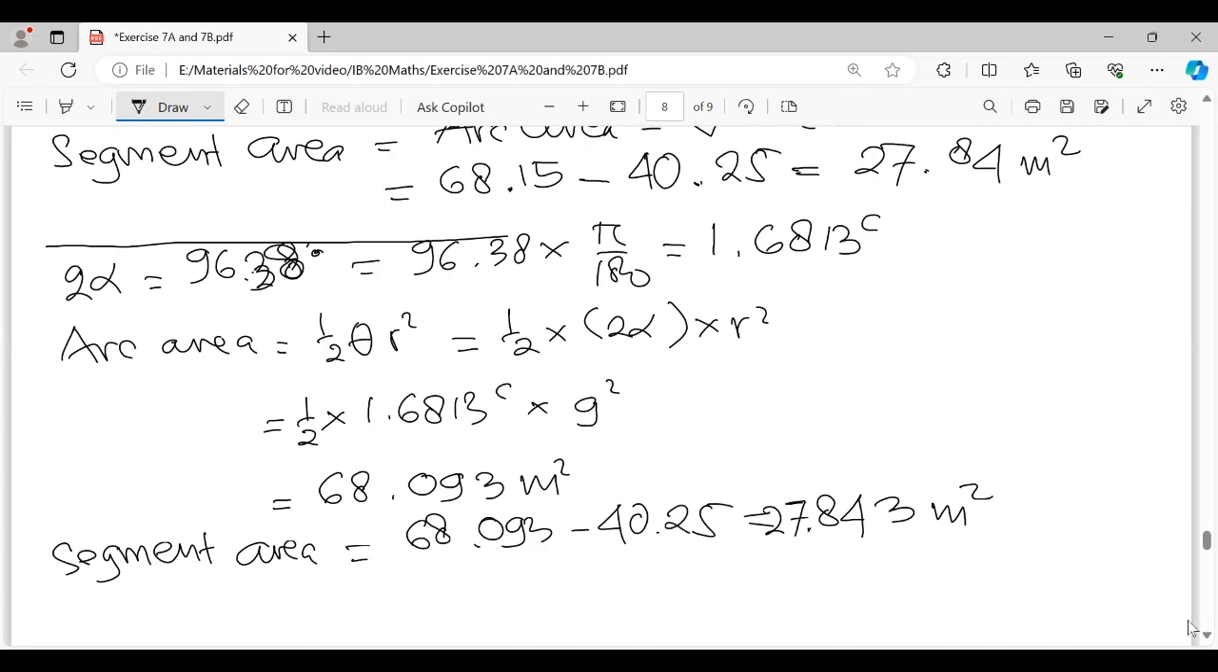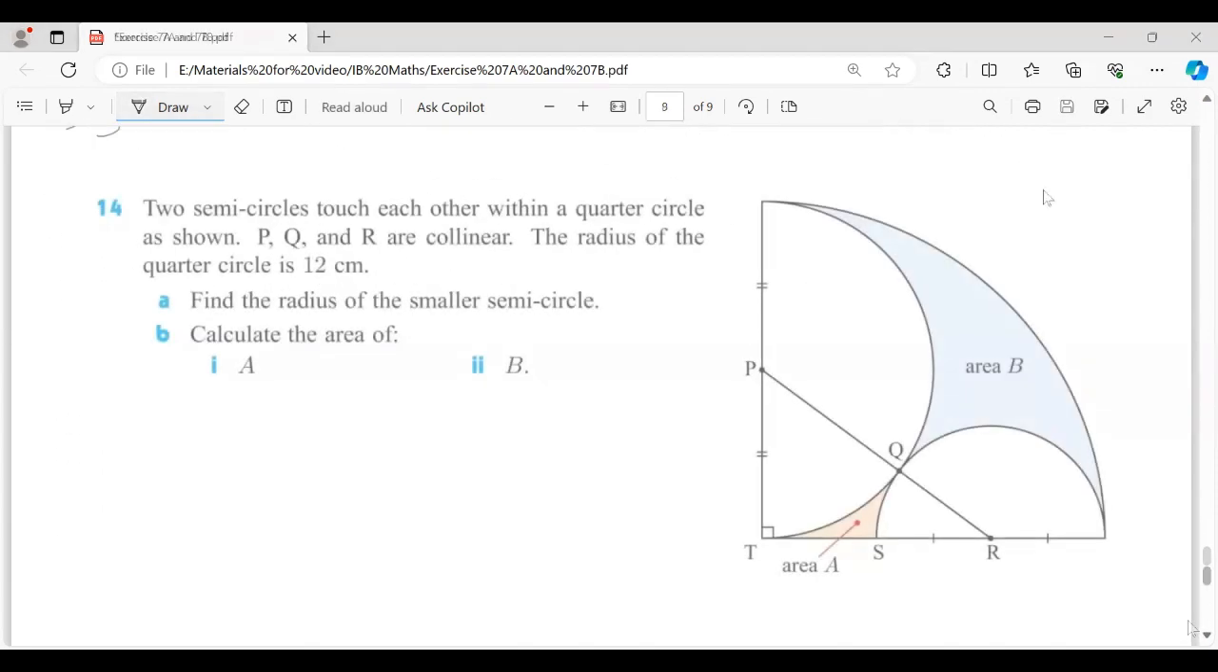Okay, what else? Number 9. Two semicircles touch each other within a quarter circle as shown. P, Q, and R are collinear. The radius of the quarter circle is 12 centimeters. Find the radius of the smaller semicircle. Calculate the area of A and area of B.